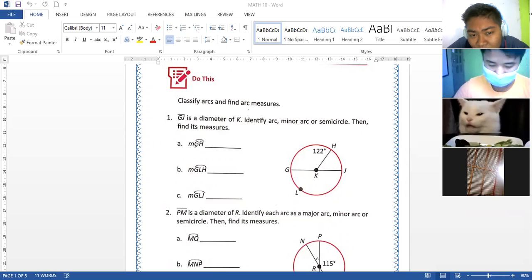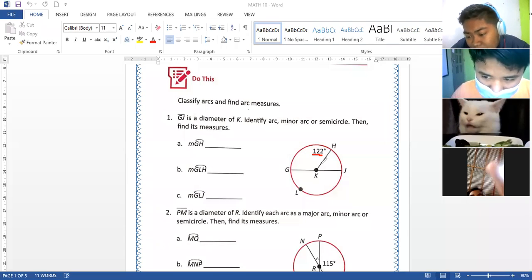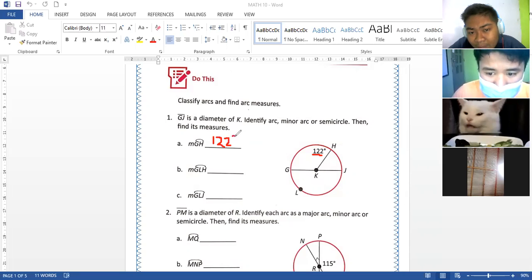Okay, so let's try to find the measure of arc GH. So, this GH, its measure is 122. So, how many degrees is its arc? Any wild guess? 122. Definitely, that is 122 degrees. Why? Because this line is 180, the same as the angle. It's hard to write, but this is 180 degrees. Therefore, if this is 122, this is also 122.